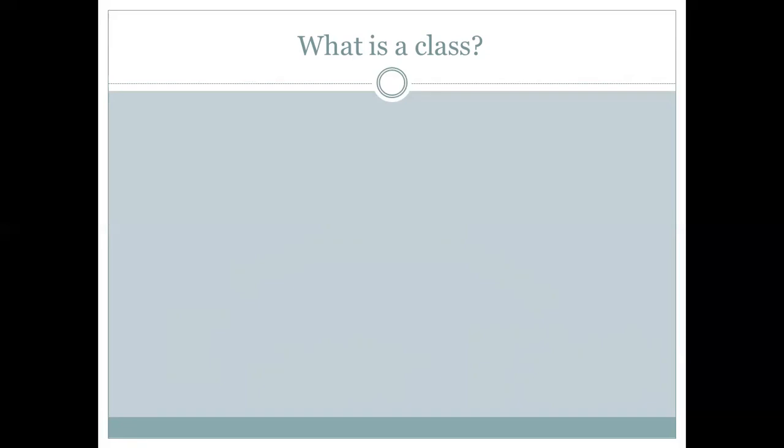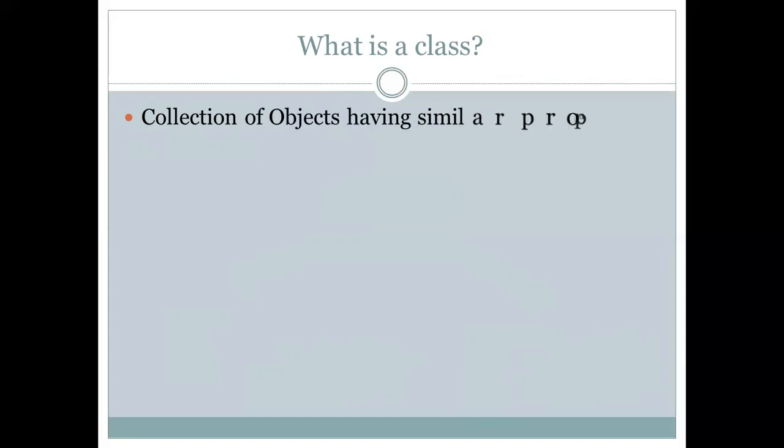To define what a class is, I will group all these objects which have similar properties and behavior into one unit, and that unit I will call a class. Now let's see the proper definition. A class is a collection of objects having similar properties and behavior. When I say properties, it refers to the state. So two or more objects having similar properties and behavior can be grouped under the heading class.